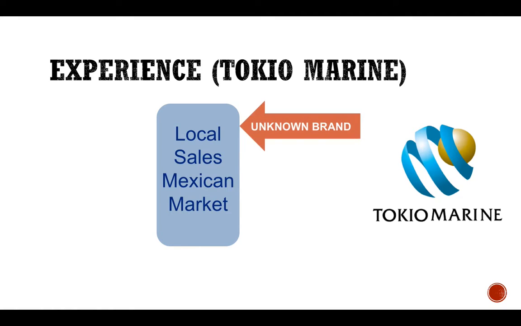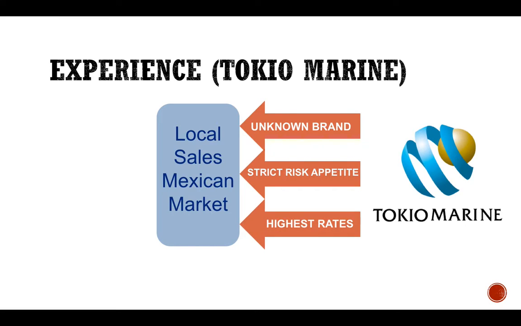First, we identified 3 main obstacles that hinder us from achieving our goal. First, the brand was completely unknown to the Mexican market. Second, that we have a strict risk appetite. That means we do not accept most of the regular risks that other competitors were able to accept. And finally, we were not the cheapest company, so the price of our products was above the average in the market.